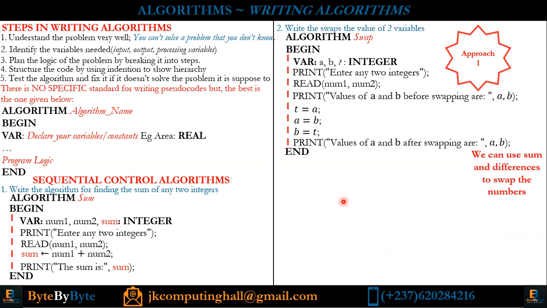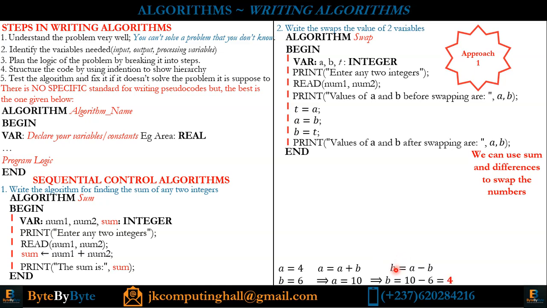We can use sum and differences to swap the numbers. How? That's a question you should be asking yourself. Let me show you guys. A is 4, B is 6. What should I do? A takes the value of A and B, the sum of A and B, as you can see. So A is going to be 10, because when you add this, you have 10 together. Are we there? Perfect. We proceed.